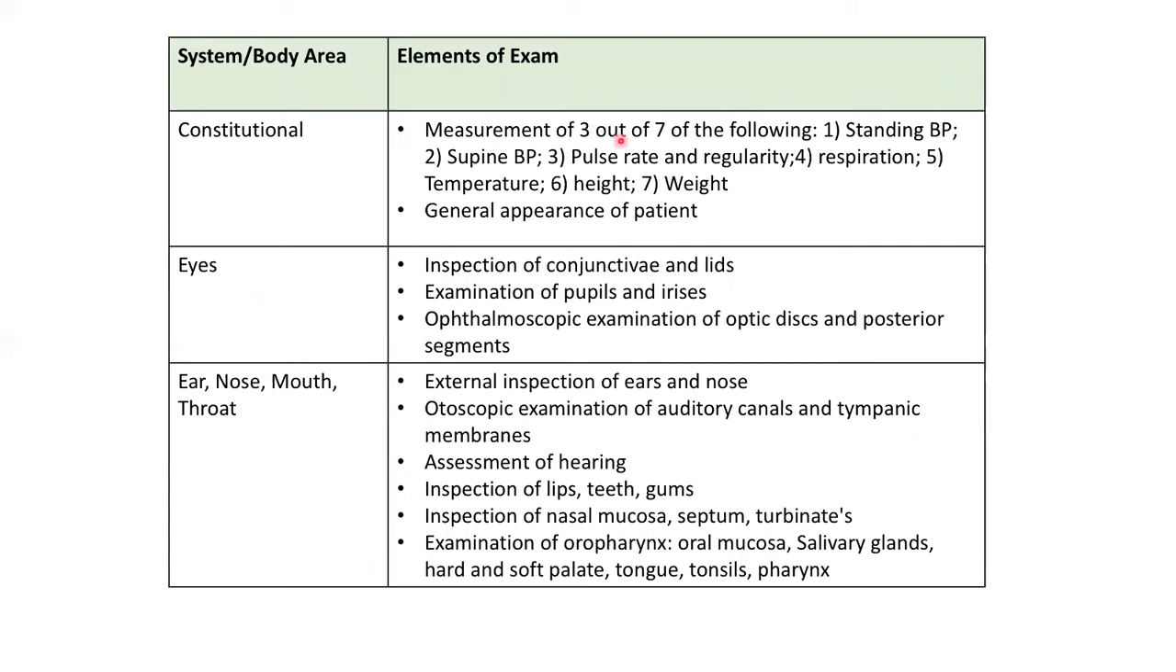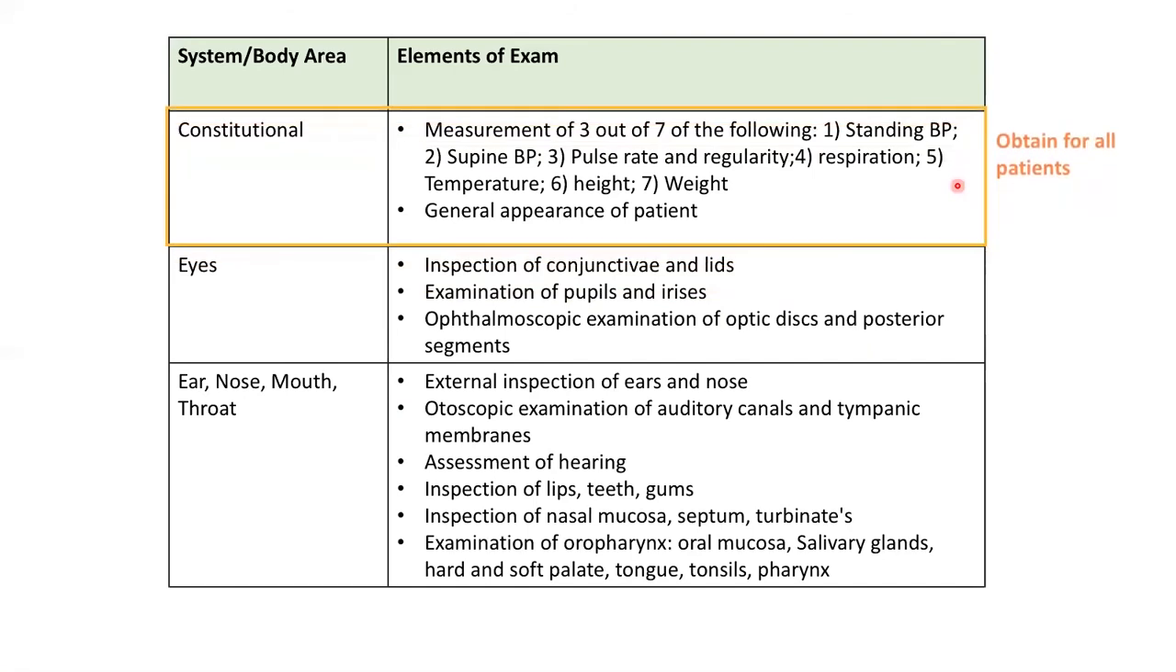In constitutional, there is a maximum of 2 different bullets in here. The first bullet being the measurement of 3 of 7 vital signs, and that's standing or supine blood pressure can each be a bullet, pulse rate and regularity, respiration, temperature, height, and weight. So generally you are going to have 5 or more of those vital signs documented for your encounters, but a minimum of 3 is required to get 1 bullet.